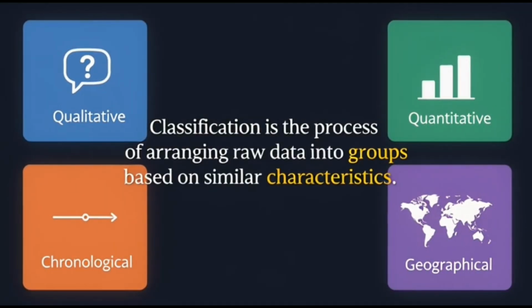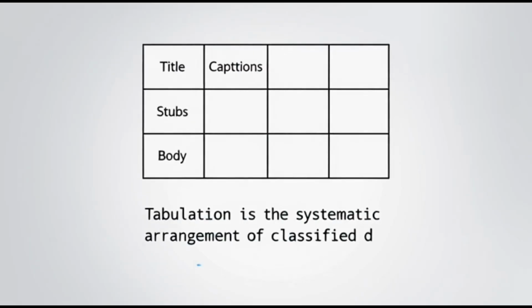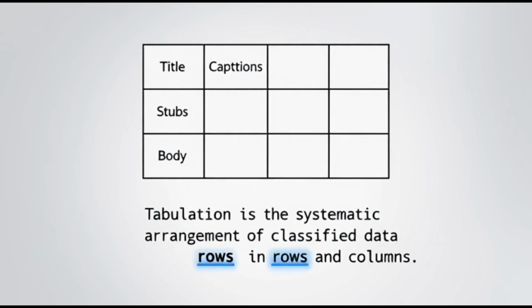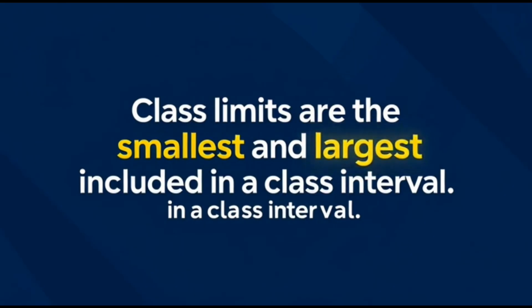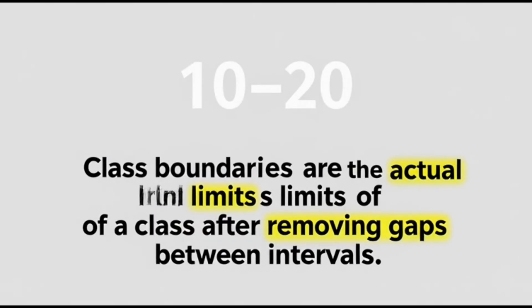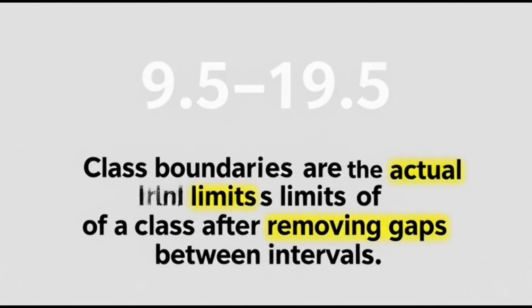Classification is the process of arranging raw data into groups based on similar characteristics. Tabulation is the systematic arrangement of classified data in rows and columns. Class limits are the smallest and largest values included in a class interval. Class boundaries are the actual limits of a class after removing gaps between intervals.